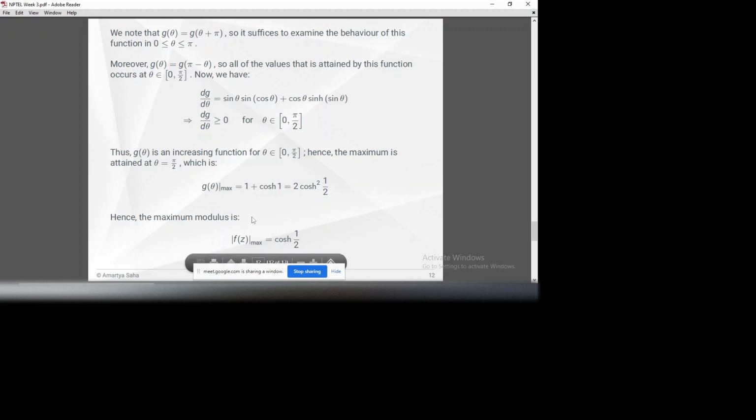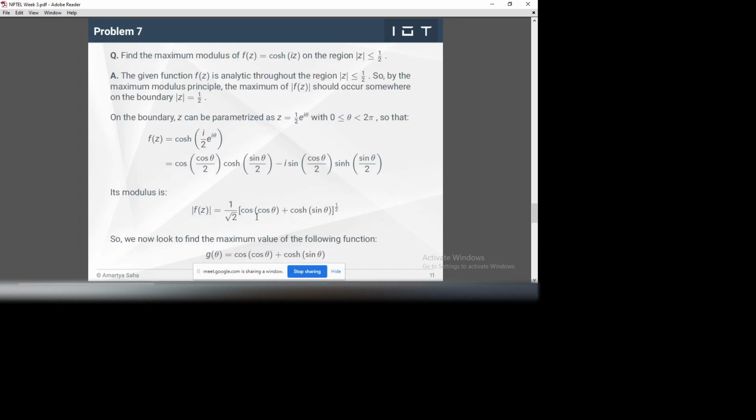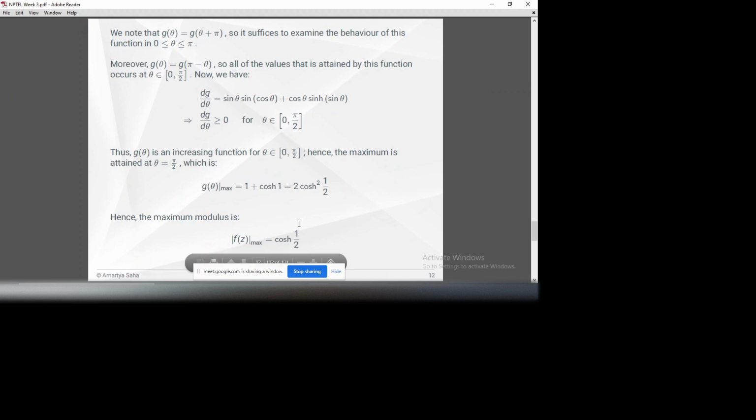So the maximum modulus is cosh half, as expected. Taking 1 by root 2 times 2 cosh squared half and its square root, that gives us cosh half. So that is our maximum modulus, as was expected at the beginning.